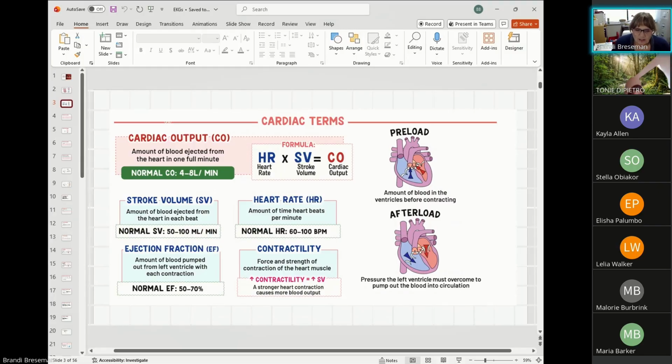Your ejection fraction is the amount of blood pumped out from the ventricle with each contraction, in a percentage. Stroke volume is in mLs. Ejection fraction is in a percentage. And then contractility is the force and strength of the contraction of the heart muscle. So how much elasticity and strength does it have in that contraction?